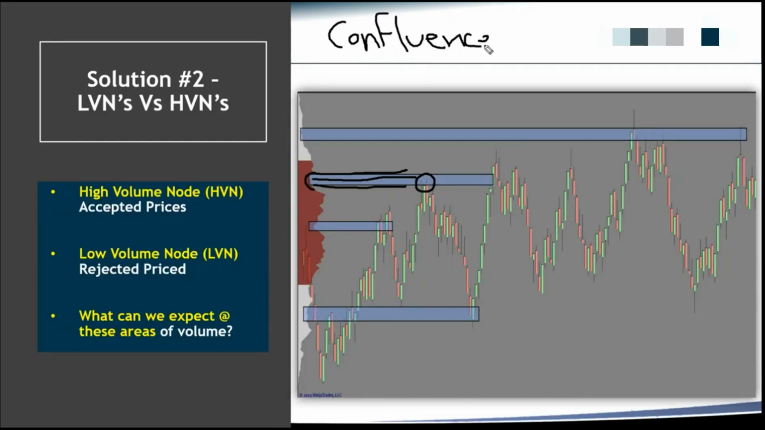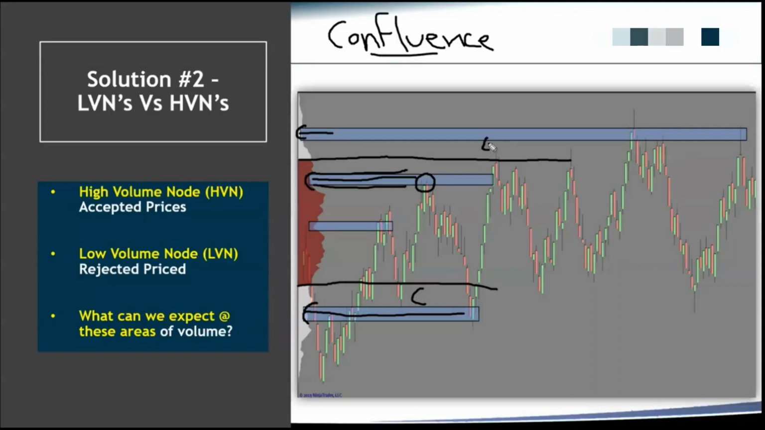I'm a big component of confluence. Confluence is a huge deal to me. It's no different than if this is the value area. This is also the value area high. Take a look at this, right? That's the value high. That's the value area low. So if you've got a low volume pocket sitting right at cheap prices, and a low volume pocket sitting at expensive prices, what's the likelihood?